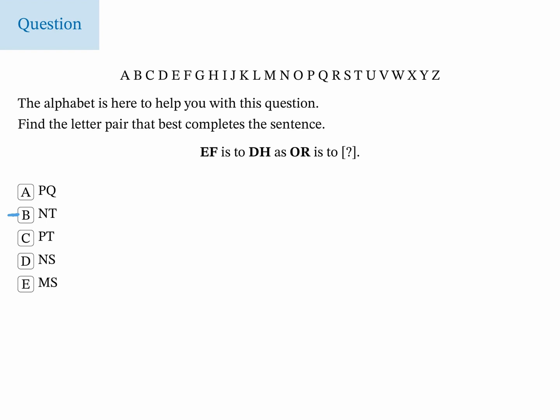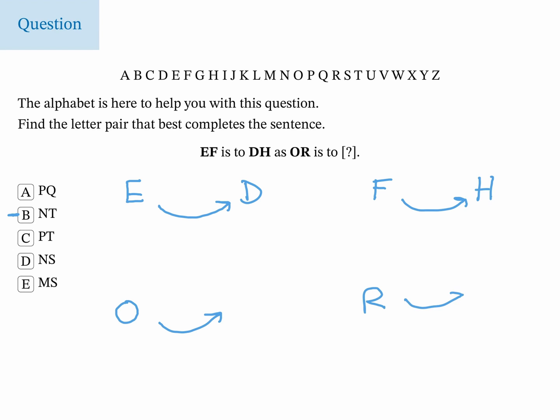So we're going to go through this in the same way as before. So we know that there is a relationship between the first letter in the given pair, so E to D. And then there's also a relationship between the letters F and H. Once we've determined this, then we will apply the exact same relationship to the letters O and R. Okay, so again, we've got our alphabet to help us.